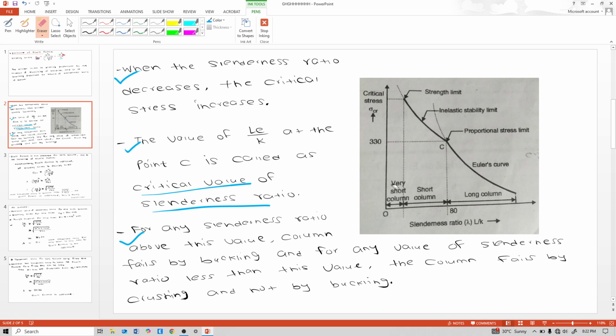See this graph, that is the strength limit, very short column. The slenderness ratio is low and the critical stress is very high, and as slenderness ratio gradually increases, this critical stress gradually decreases, through the inelastic stability limit, proportional stress limit, and Euler's curve. See, Euler's curve is only applicable for long columns, and this is in the long column region only. And for the short column region, see here, inelastic stability limit. So understand that.